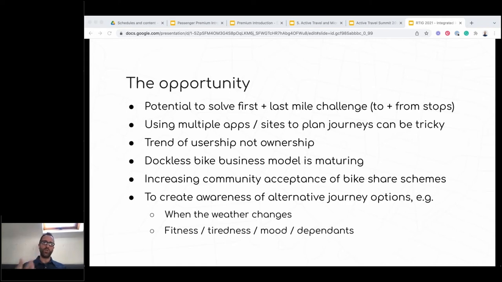The dockless bike business model was maturing, so we could see that there wasn't a requirement on physical infrastructure to roll these things out. And then alongside that, there's an increasing community acceptance of bike share schemes.